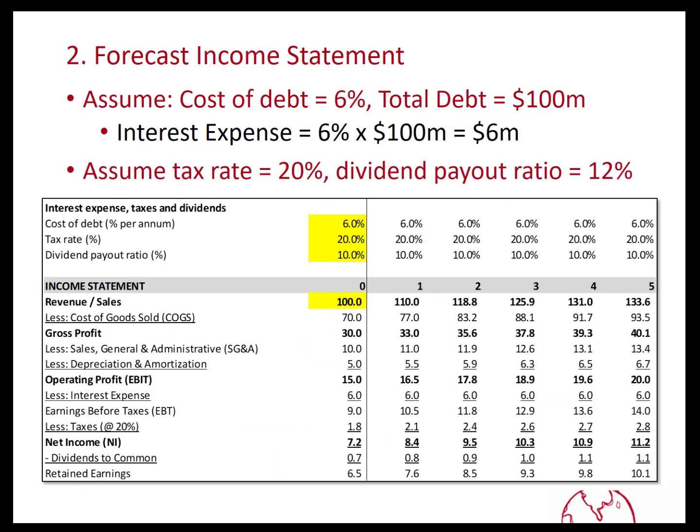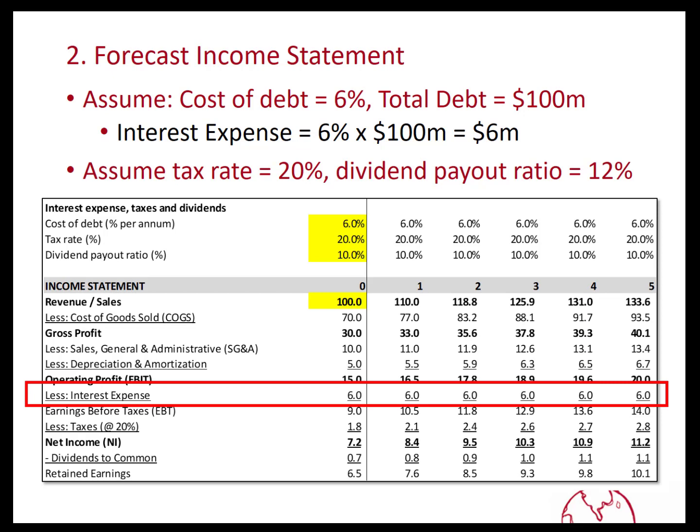So let's just assume in this case the cost of debt is 6% and the company starts with 100 million of debt. That means that interest expense is going to be 6 million, and if there's no change in either of those variables, we can see that it will be 6 million each year. Now, with that, as well as an assumption about the tax rate, we can get to net income, and we have an assumption about the dividend payout ratio. Here it's 12%. You can figure out how much is paid out as a dividend to common, and then what is left over as retained earnings.